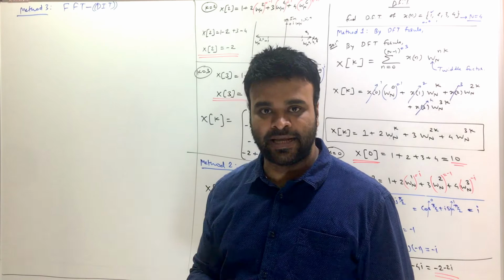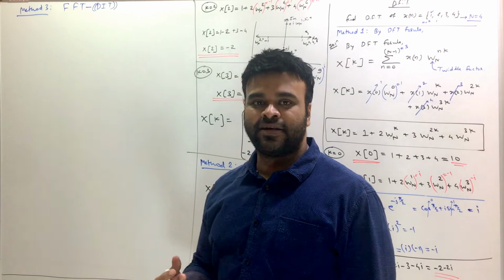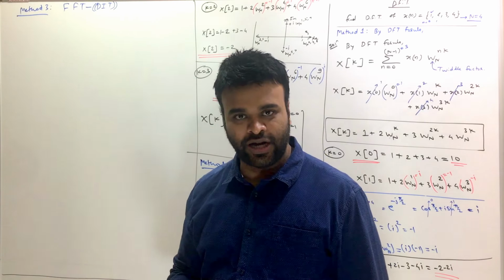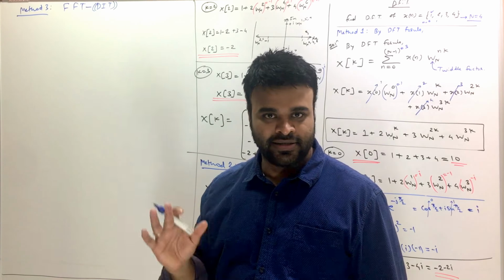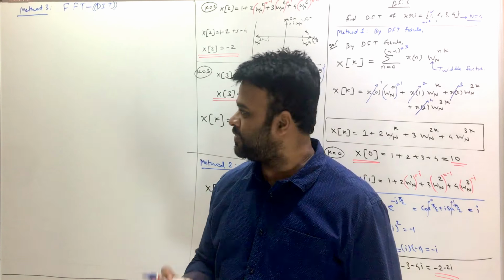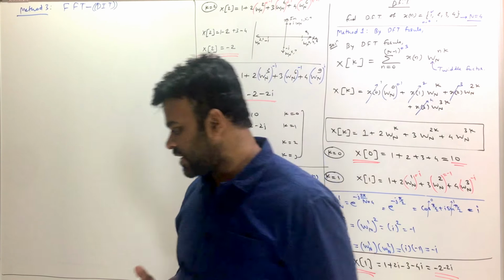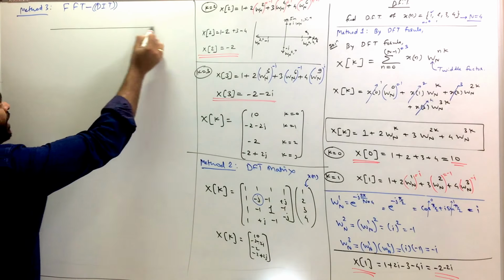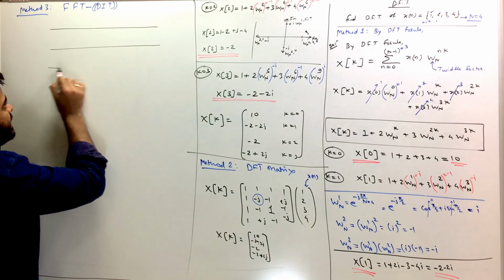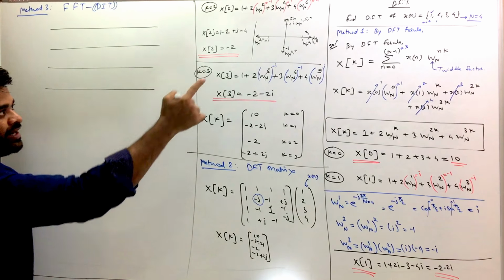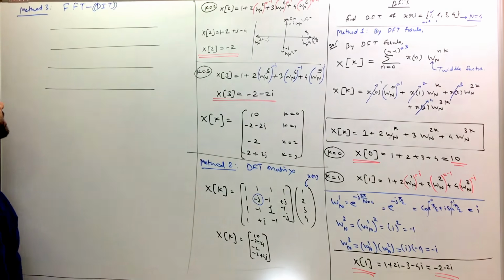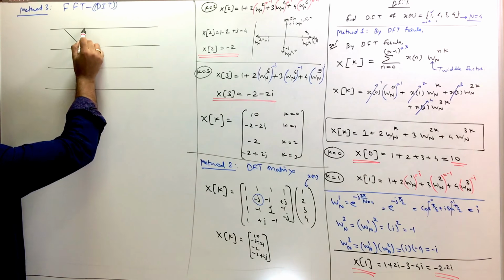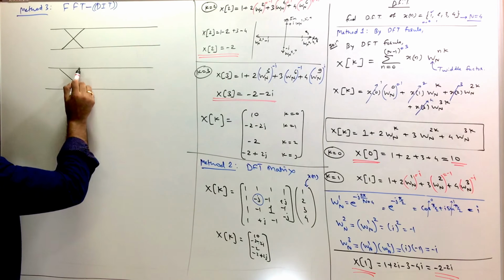Decimation in time, the fast Fourier transform, is nothing but a flow graph. So I'm just going to draw a flow graph and I'm going to tell you the rules and some guidelines to make sure that you always get your flow graph right. So it works like this. First you have to draw 4 lines. The reason is your x of n has 4 points. Once you draw 4 lines, you have to draw small crosses like this.